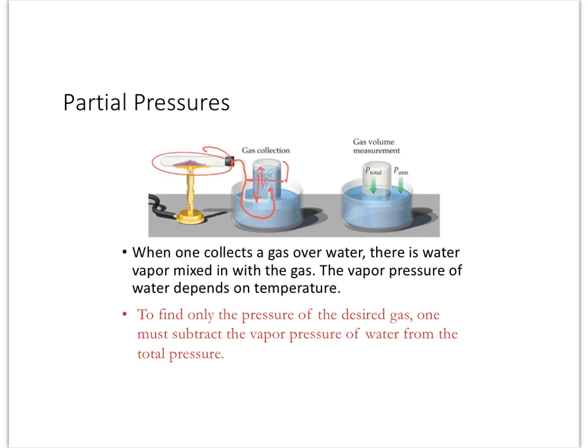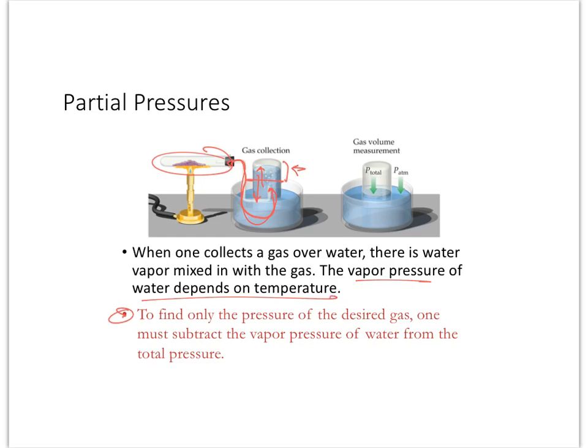Now here's the deal. The gas that's collected up here is going to be the gas that's being produced from that test tube, but also it's going to be mixed with some water vapor because water is constantly evaporating. So to find only the pressure of the gas that you were collecting and getting rid of the water vapor, you have to subtract the vapor pressure of water from the total pressure. The vapor pressure of water is dependent on temperature.